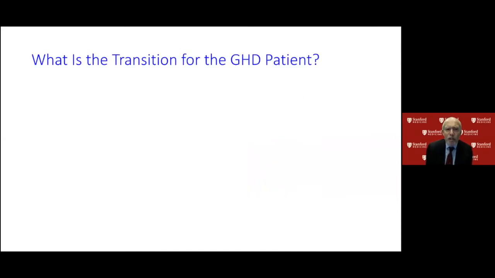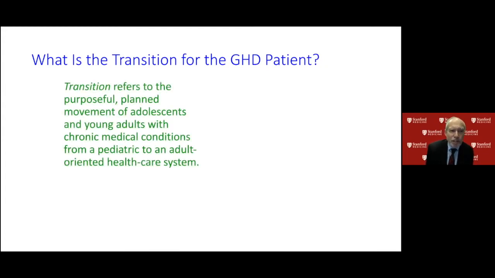Let's move on now to talk a little bit about the transition for the growth hormone deficient patient. The transition refers to the purposeful, planned movement of adolescents and young adults who have chronic medical conditions from the pediatric to the adult-oriented healthcare system. This can be a very traumatic thing for children who are used to a very different atmosphere in pediatric clinics.